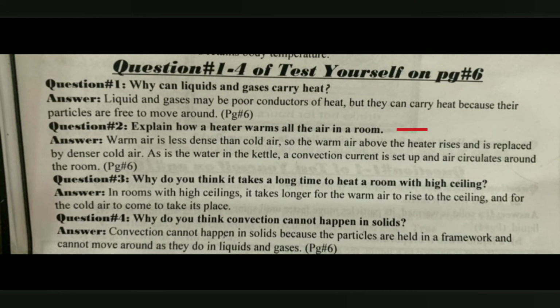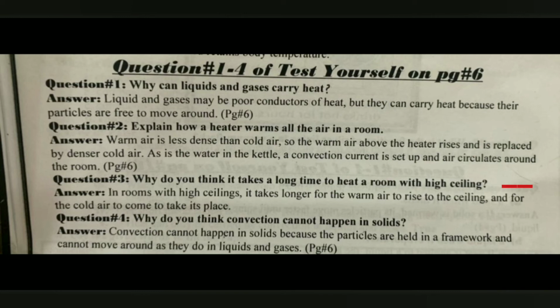Question number 2. Explain how a heater warms all the air in a room. The answer is, warm air is less dense than cold air. So warm air above the heater rises and is replaced by denser cold air. As in the water in the kettle, a convection current is set up and air circulates around the room.